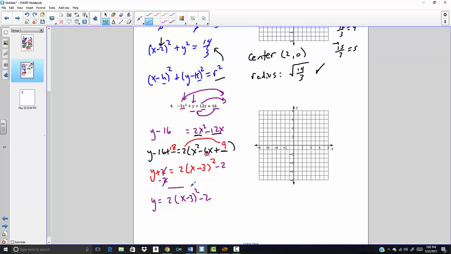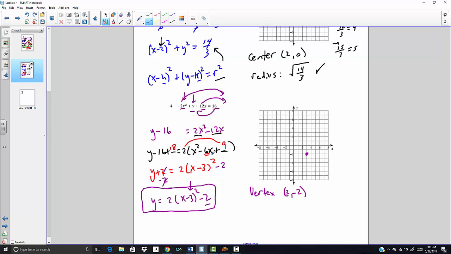And that's the vertex form of your parabola. So we know the vertex right away. The vertex will be given by the opposite of this number, which is with x, which is now 3. And this one will stand alone as negative 2. This will be your y coordinate. So 3, negative 2 is the vertex right there. Okay.